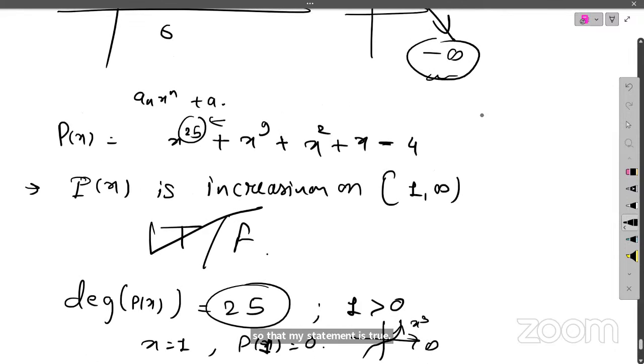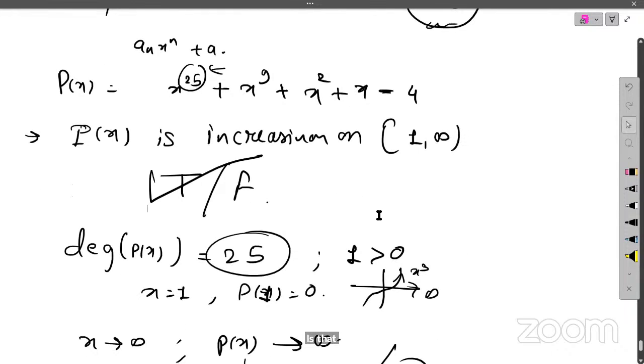Ma'am, is that fine? If the same question is asked for minus infinity comma minus 4. Is minus 4 the root?